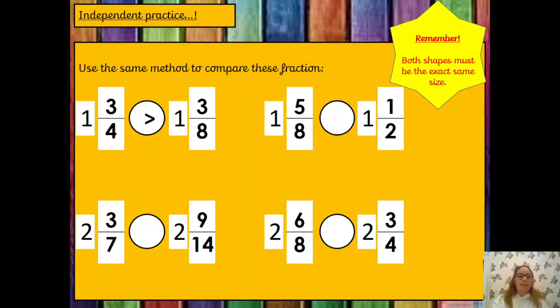Okay, we can see that 1 3/4 is greater than 1 3/8. 1 5/8 is greater than 1 1/2. 2 9/14 is greater than 2 3/7, or 2 3/7 is less than 2 9/14. And 2 6/8 is equal to 2 3/4.